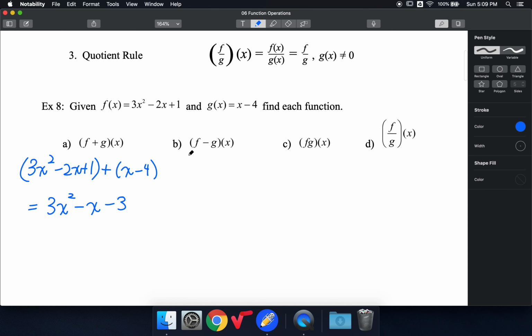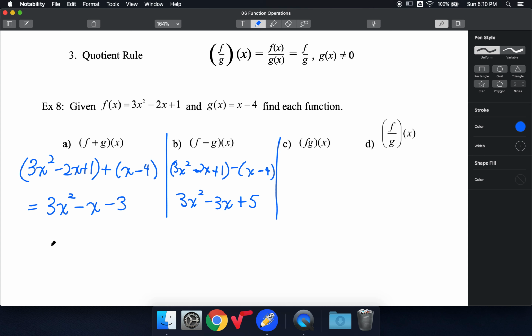All right, now I'm going to subtract them. So almost the same, except this time 3x squared minus 2x plus 1. And then I'm going to subtract x minus 4. So remember that negative is going to distribute there. So I'll have 3x squared minus 3x, and this time I'll have plus 5.